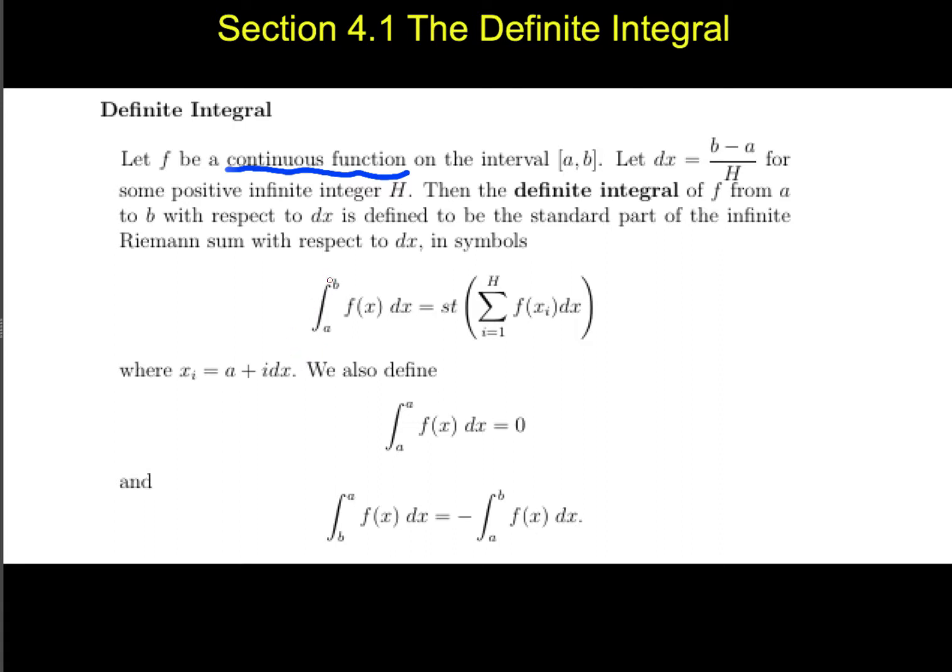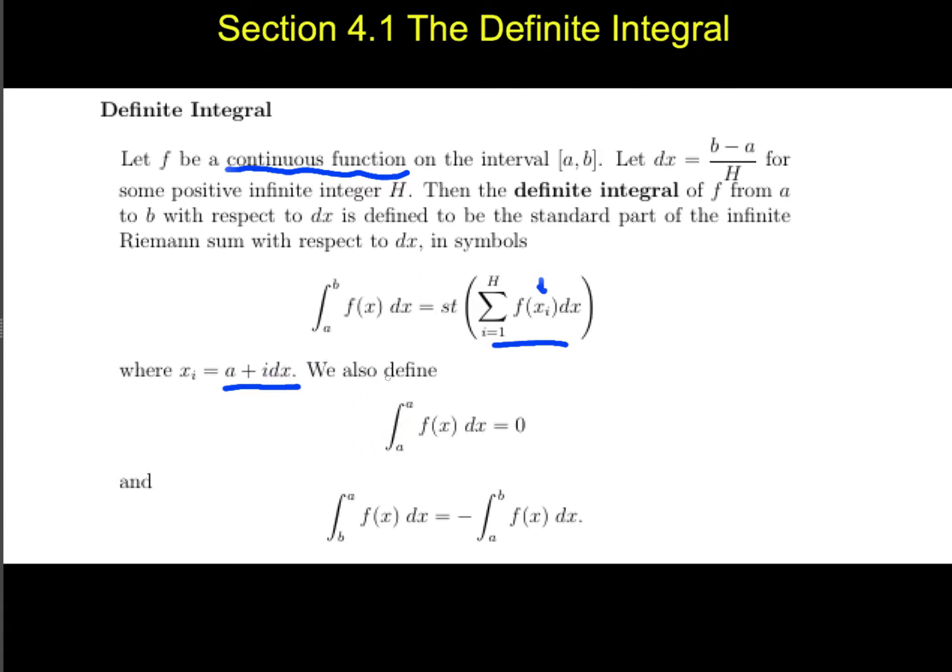In other words, this is the symbol we use. It's like a stretched out S, if you will, to remind you that integrals are sums. And so this is the integral from a to b of f of x with respect to dx. And it's equal to the standard part of this infinite sum where we evaluate the function. Just like we did in the other examples, we'll start at the left endpoint, and add incrementally values of dx.